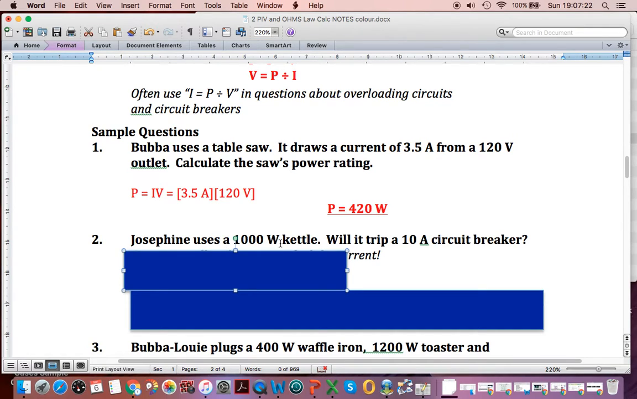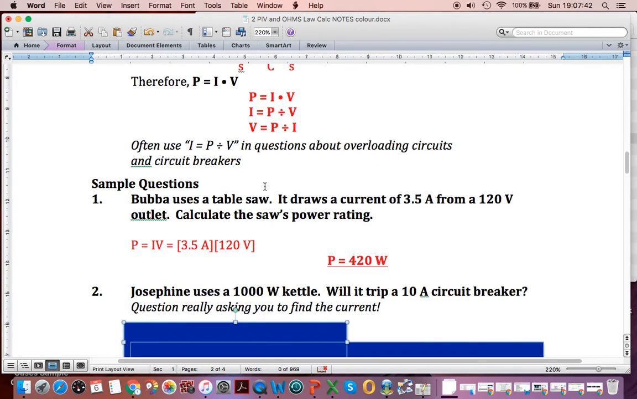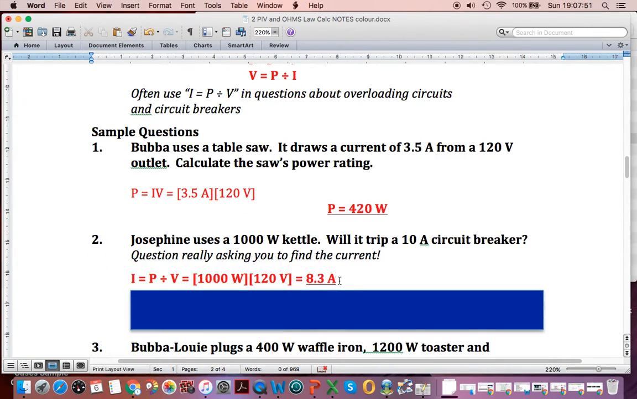Now, Josephine uses a 1,000 watt kettle. Will it trip a 10 amp circuit breaker? And we have to make some assumptions here. The question, strangely enough, is going to be asking you to find the current. And when the voltage isn't supplied, assume it's 120 volts. So we're going to be figuring out current, I equals P divided by V. Here's our P of 1,000 watts. We're going to divide it by 120 volts. When we do, we get 8.3 amps.